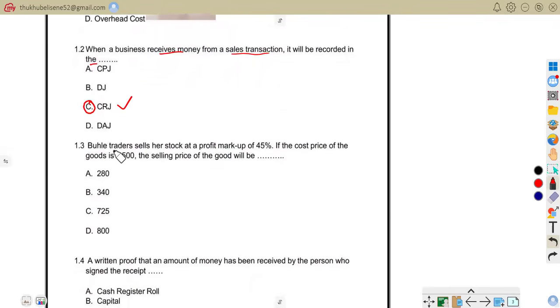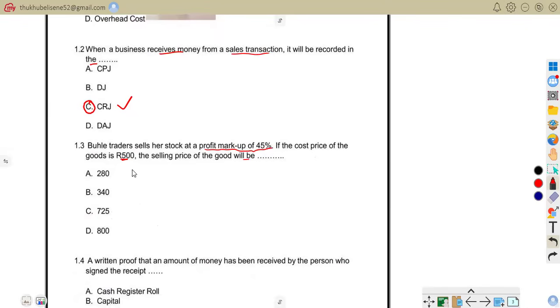1.3 reads as follows. A trader sells her stock at a profit markup of 45%. If the cost price of the goods is 500, the selling price of the goods will be, then we're given 4 options: 280, 340, 725, 800. So now we are to work it out.